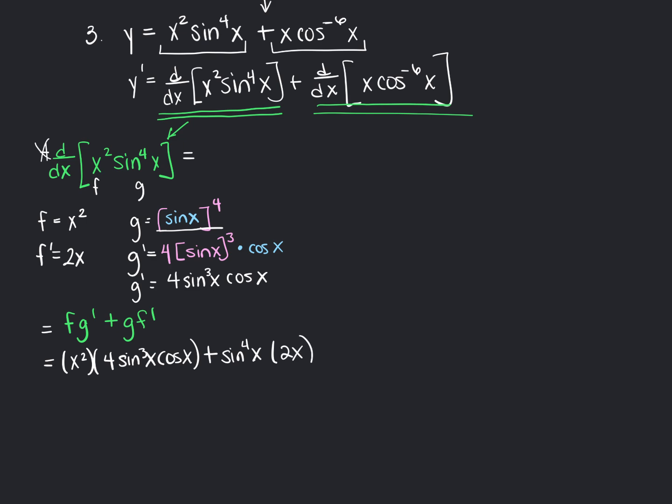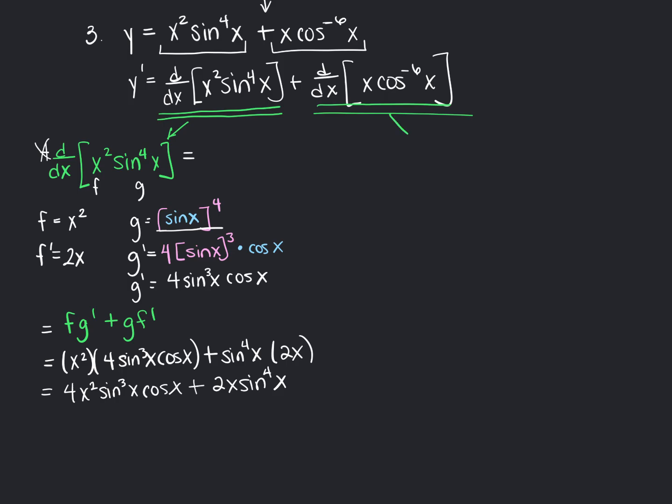Okay, so we've done that. I could clean this up and say that this is 4x squared sine cubed x cosine x plus 2x sine to the fourth x.